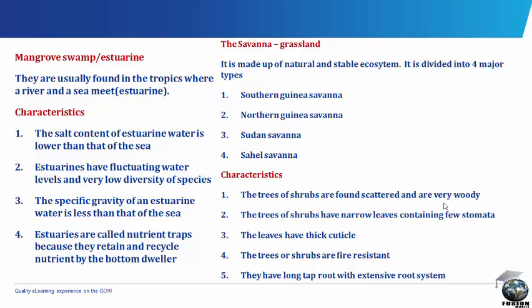The savanna grassland. This is made up of natural and stable ecosystems. It is divided into 4 major types. 1. The Southern Guinea savanna. 2. The Northern Guinea savanna. 3. Sudan savanna. 4. Sahel savanna.